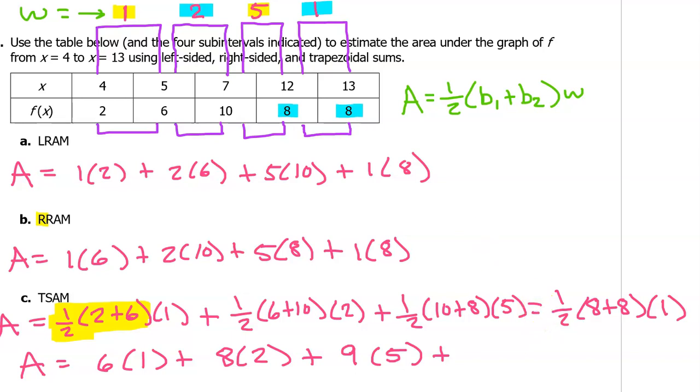And, whoa, I put an equal sign there, didn't I? Whoopsie. Anyway, 8 plus 8 is 16, divided by 2 is 8. So we have 8 times 1. So it's probably most common to see the result of TSAM written this way, because you really want to see a sum of products for your final answer.